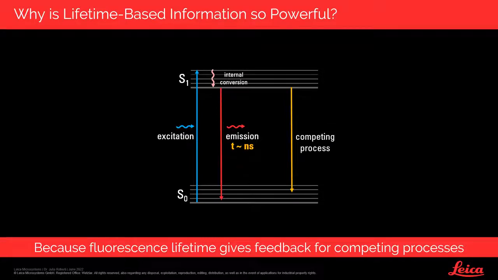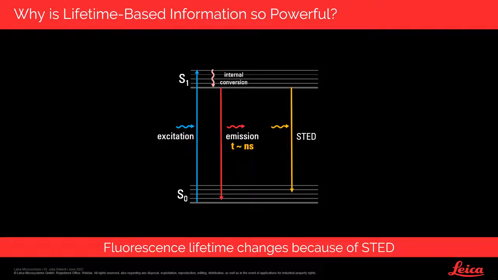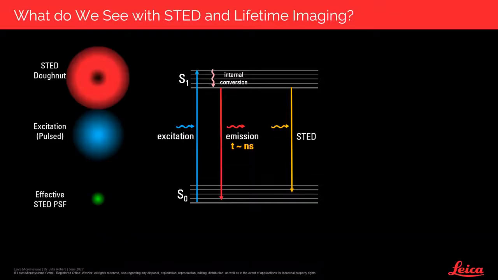And fluorescence lifetime is very powerful if we have access to this information, because fluorescence lifetime gives feedback for competing processes. So whenever we have an alternative road to get rid of this excess energy, the fluorescence lifetime will change. This is what happens when we have, for example, an environmental change, as we have seen in the example of the endosome maturation. But in this case, the competing process is the STED process. The fluorescence lifetime will change because of the STED process taking place.